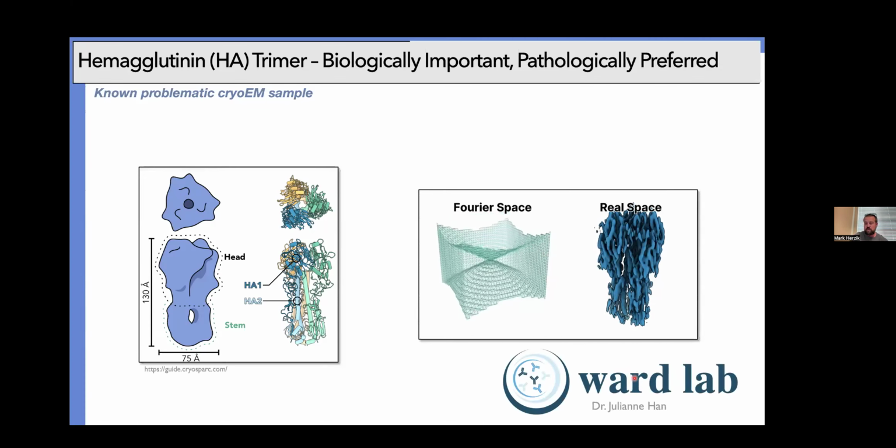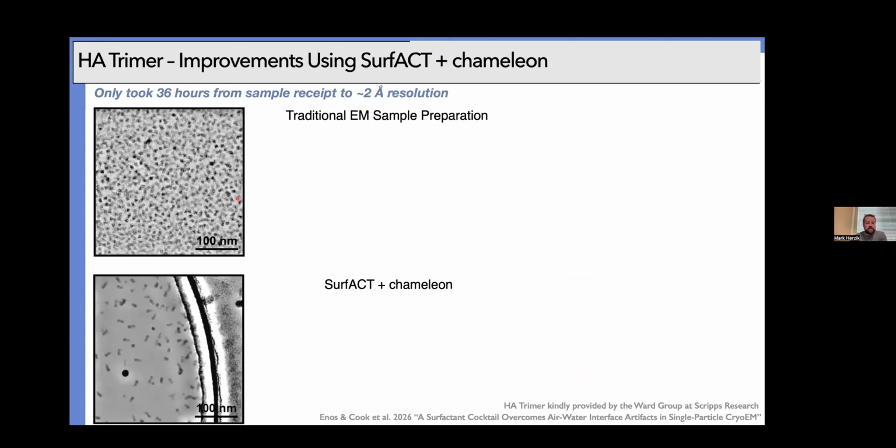Now, being at UC San Diego and also having come from Scripps Research from my postdoc, we went to our friends at the Ward Lab, specifically Dr. Julianne Hahn at the Ward Group, and carefully asked them for some of their pristine hemagglutinin trimer. And so what we did is we froze this using what's called traditional EM sample preparation. This was frozen on the chameleon. You can see here you have great contrast, lots of particles, great particle density. But if you're looking closely, you can already see that a lot of these have the threefold dots or the preferred view of HA trimer.